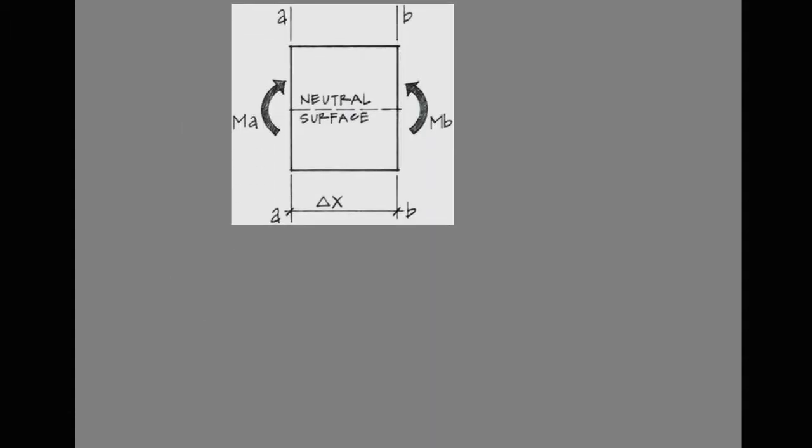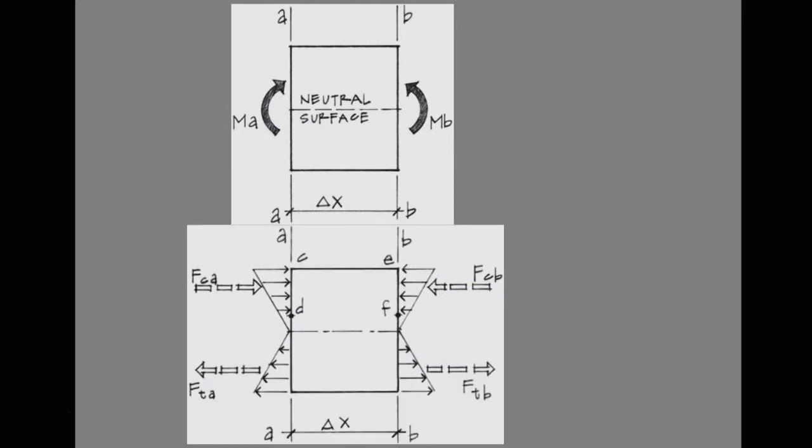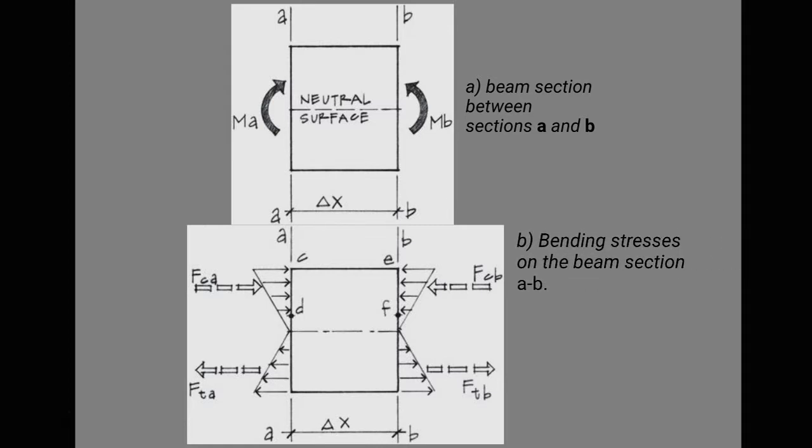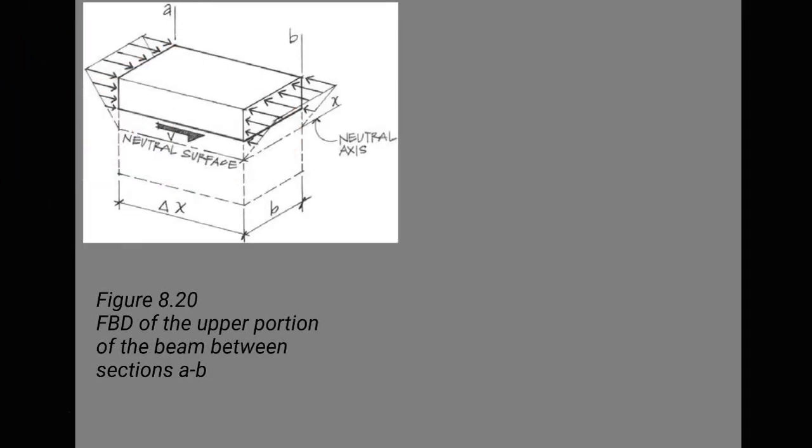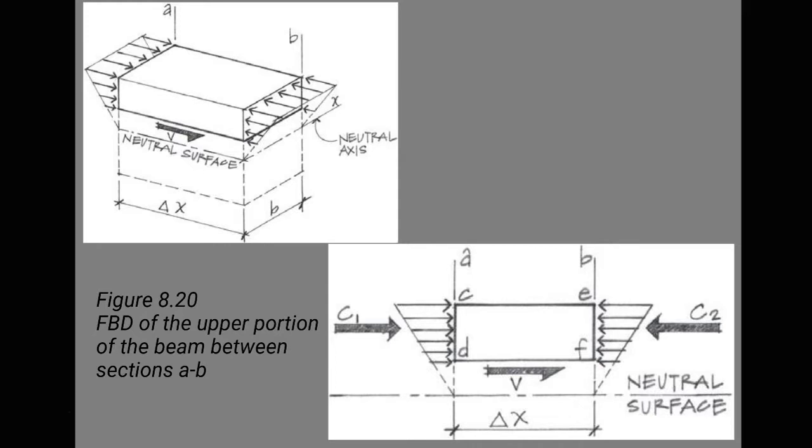In figure 8.19, bending stress on a beam section: letter A, beam section between sections A and B. Letter B, bending stresses on the beam section A to B. Therefore, FCA is less than FCB, and FTA is less than FTB. In figure 8.20, for the FBD of the upper portion of the beam between sections A and B, FCA is less than FCB, and FTA is less than FTB.